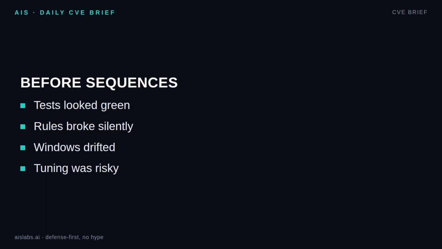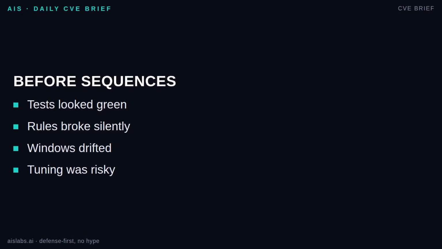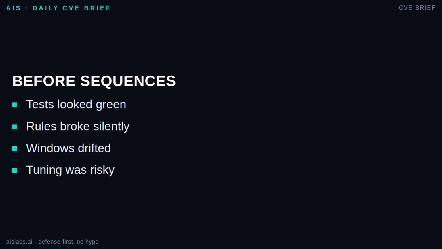Before proper sequence tests, many SOC teams rely on spot checks. They paste one sample event into a rule tester. They confirm the field names parse. They confirm a basic condition matches. That helps, but it does not prove the correlation.